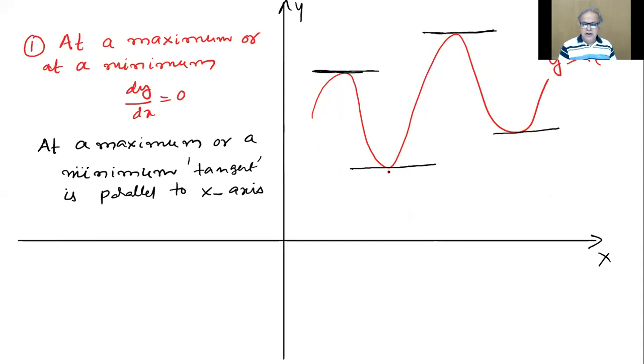You can say a minimum value. This is a maximum value, another maximum value, another minimum value, like that. So at both maximum and minimum, the tangents are parallel to the positive x-axis, children. So tan 0 is 0, so 0 slope. Tan theta is dy by dx, we know, which means dy by dx is 0. So the first statement is that at a maximum or a minimum value of the function, dy by dx is 0.